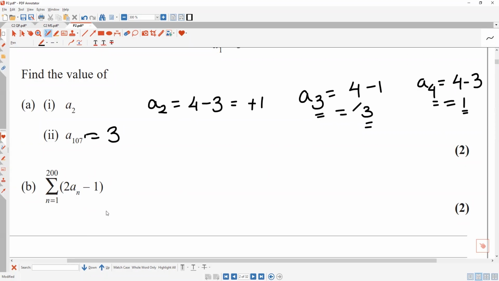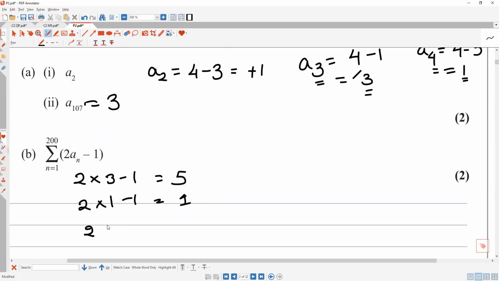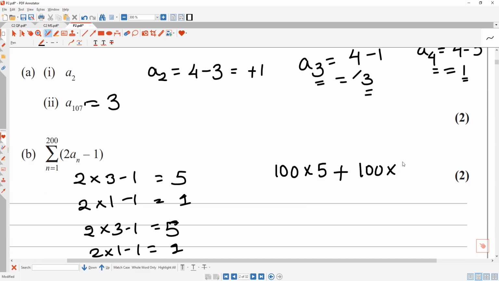Okay, let's find an, what is A over here? 2 into 3 minus 1, what is it? 5. Again 2 into 1 minus 1, what is it going to be? 1. Again 2 into 3 minus 1 is 5, and 2 into 1 minus 1 is equal to 1. So now it is 5, 1, 5, 1. That means 100 of them are 5 and 100 of them are 1. So it's going to be 500 plus 100, that is going to be 600.